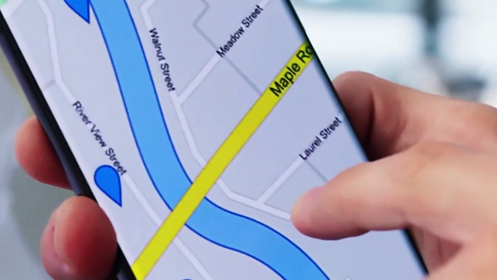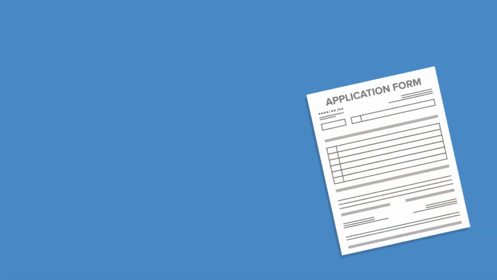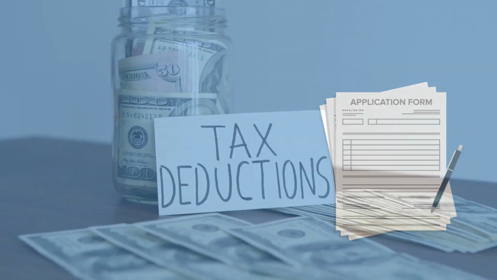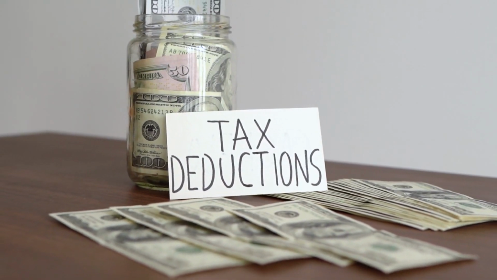Check with your local tax assessor's office or website to see what you qualify for. Often, applying is simple. Just a form and proof of eligibility. Don't miss out on free ways to save on your property taxes.